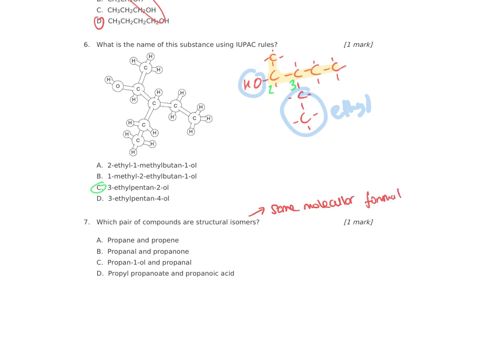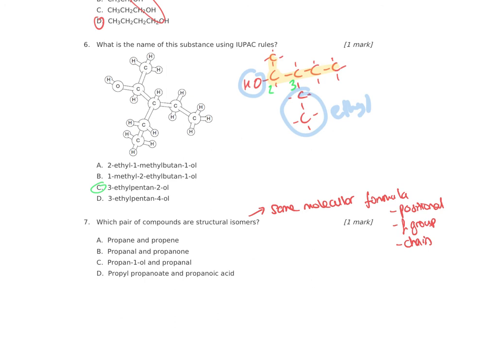but a different structure. So for structural, we're looking at positional, so the functional group in a different position. You're looking for a different functional group, or chain, so side chains being added on. So for example, butane becoming methylpropane.